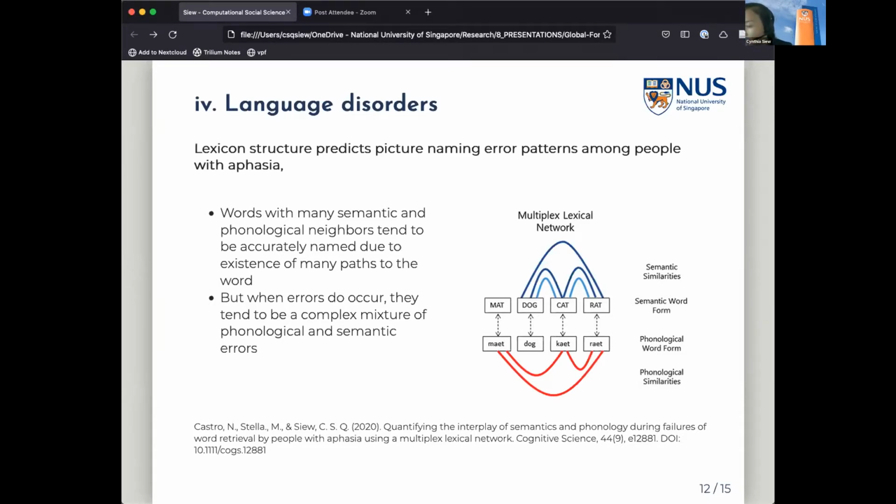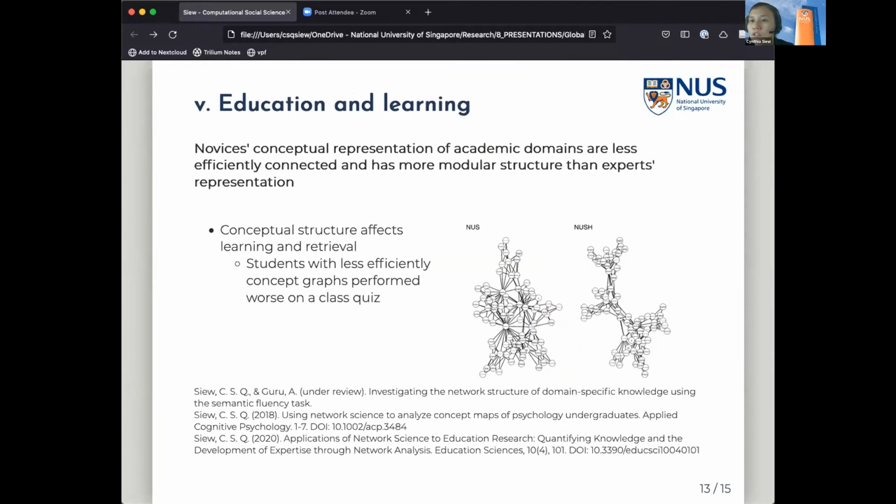So anyway, that's for this bit. And just to very quickly finish off with the last one, this is some work that I also did, where I'm trying to see if we can also model the structure of novices, students learning a subject for the very first time. How do they represent information? How do they make sense of it?